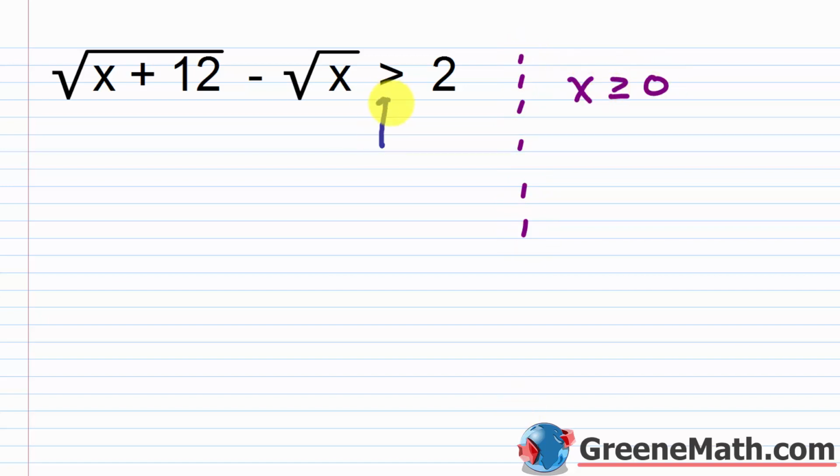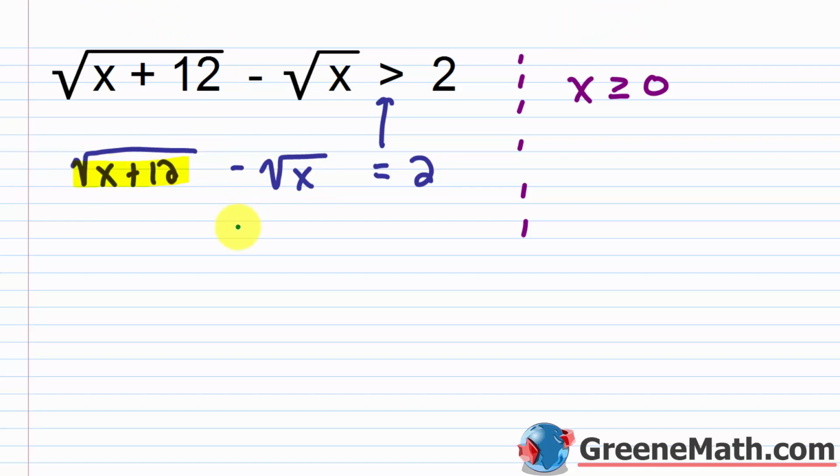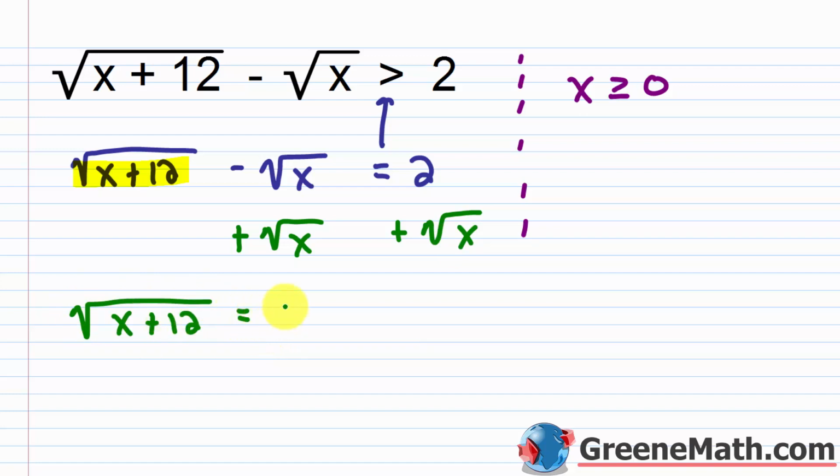All right, now to solve this, I'm just going to replace this with equals. So I'm going to have the square root of x plus 12 minus the square root of x is equal to 2. All right, so I'm going to isolate one of the radicals. I have 2 involved, so you can isolate either one first. Doesn't matter. It's probably going to be easier to isolate this one. So I'm going to add the square root of x to both sides of the equation. And so on the left, I'm going to have the square root of x plus 12, and this is going to be equal to, on the right, the square root of x plus 2.